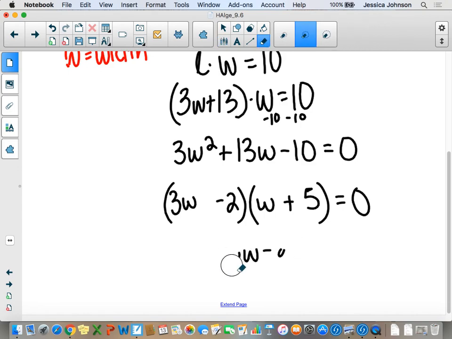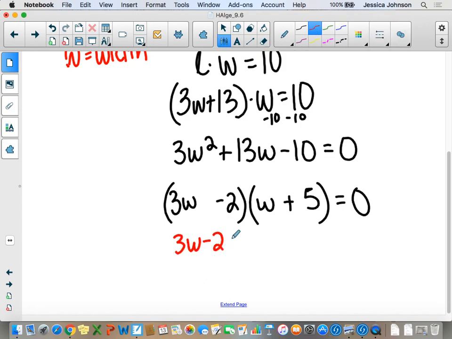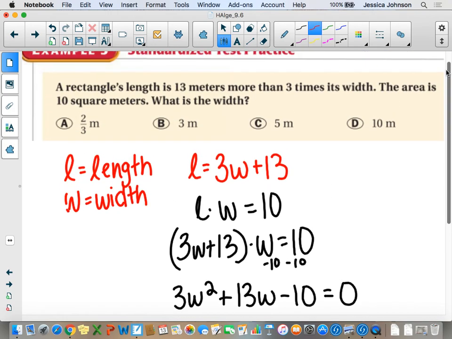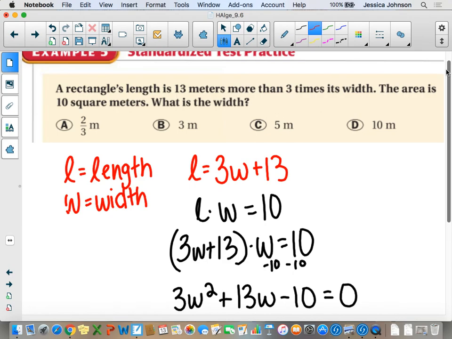Now that I've done that, I can now solve. So I'm just going to set each factored expression, 3W minus 2, equal to 0. And I'm going to set W plus 5 equal to 0. If I solve those, I get W equals negative 5. Add 2 to both sides and divide by 3. I get W equals 2/3. So my two solutions are negative 5 and 2/3. Well, can I have a width of negative 5? No. So my only option, my best option, would be choice A, 2/3 meters.